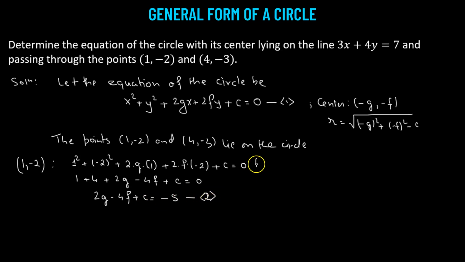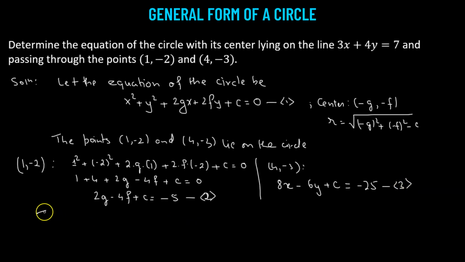And then we have the other point being (4, -3). When we substitute into our equation, we get the new equation, which is 8g - 6f + c = -25. Let this be equation number 3.